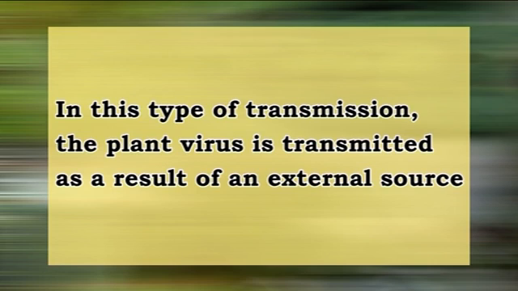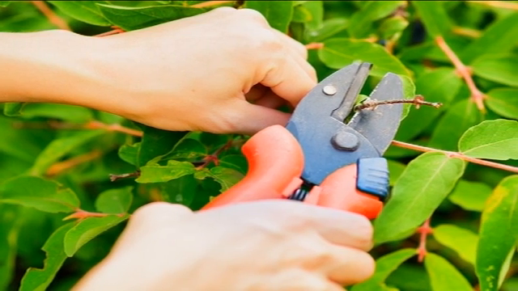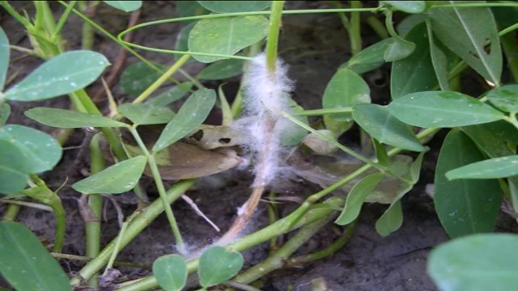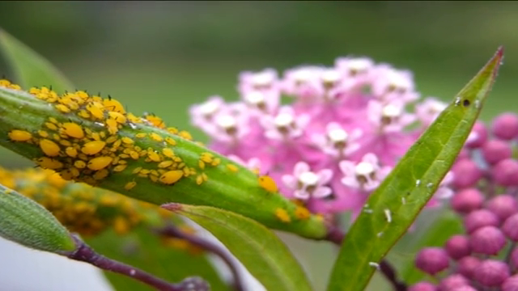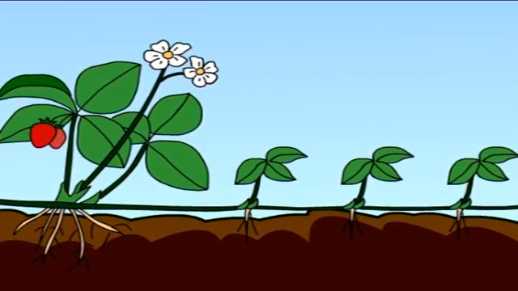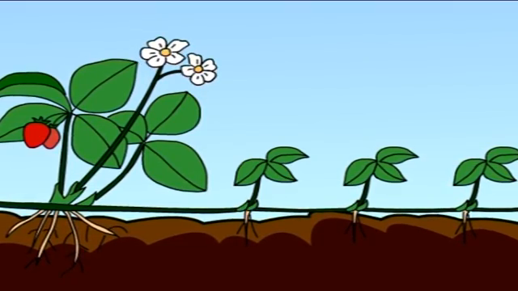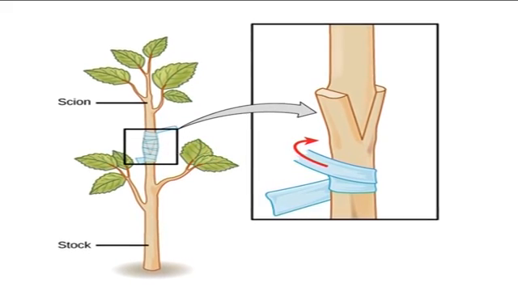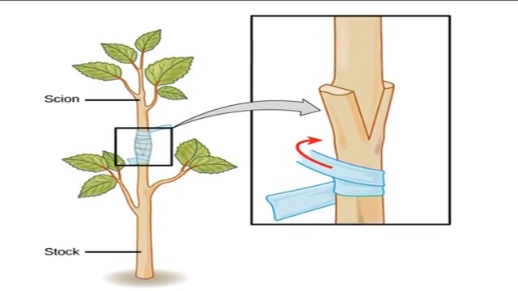Horizontal transmission. In this type of transmission, the plant virus is transmitted as a result of an external source. In order to invade the plant, the virus must penetrate the plant's outer protective layer. Plants that have been damaged by the weather, pruning or vectors such as bacteria, fungi and insects are typically more susceptible to a virus. Horizontal transmission also occurs by certain artificial methods of vegetative reproduction typically employed by horticulturists and farmers. Plant cuttings and grafting are common modes by which plant viruses may be transmitted.